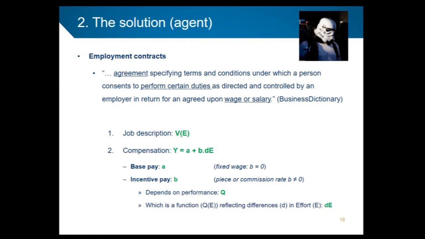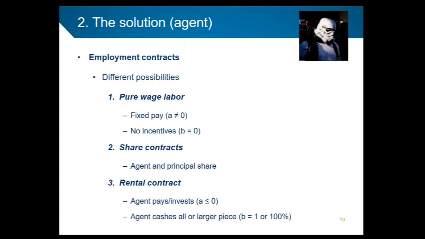This actually gives rise to 3 main types of contract. So first, as I already explained, is pure wage labor. So you only get fixed pay and no incentive pay. So A is different from 0 and B equals 0 because there are no incentives. But you could also be in share contracts. So these are combinations of incentive pay, either in combination with fixed pay or not.